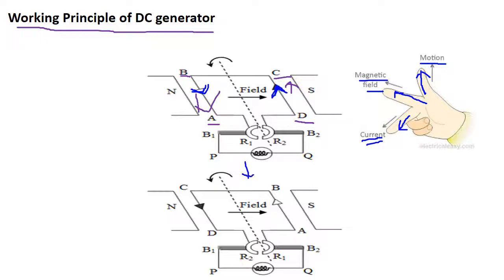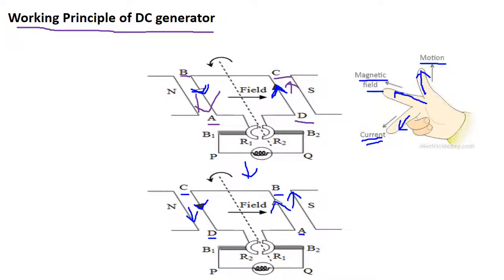So, after the half rotation, the arms of the coil interchange their positions. The arm AB comes to the right and arm CD comes to the left. Then the arm CD starts moving downward and arm AB starts moving upwards. During this half rotation, the induced current flows from C to D in arm CD and from A to B in arm AB.